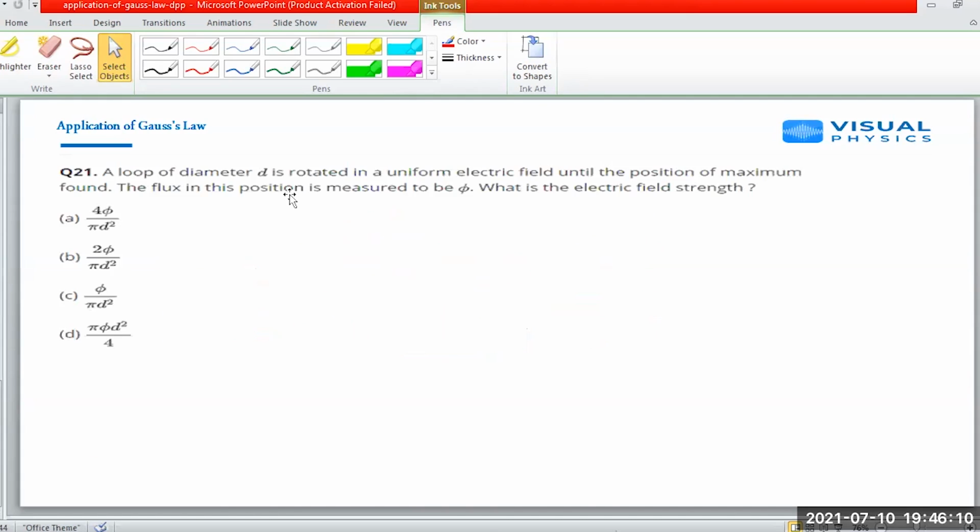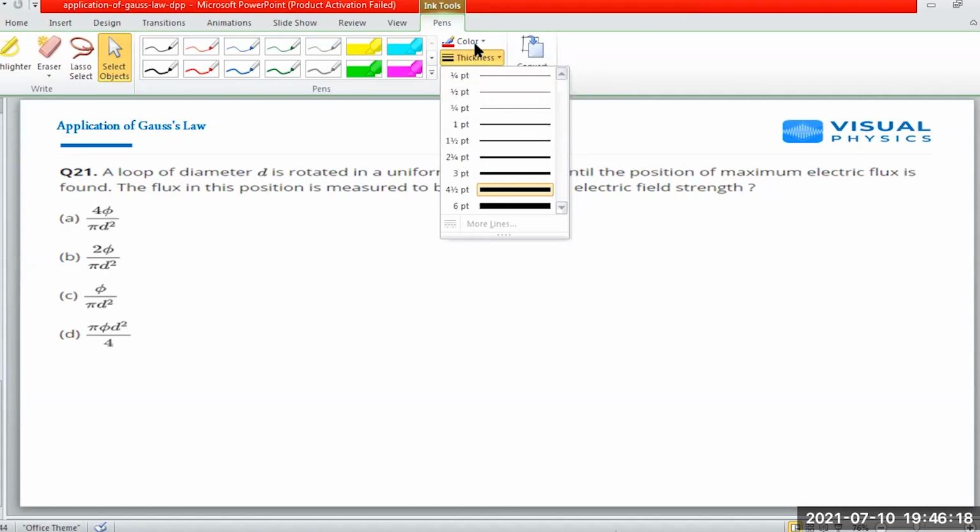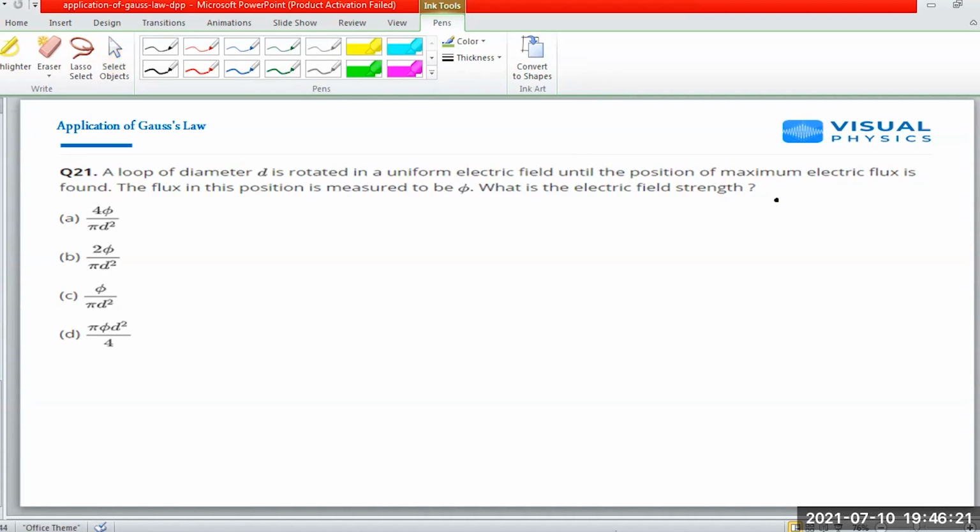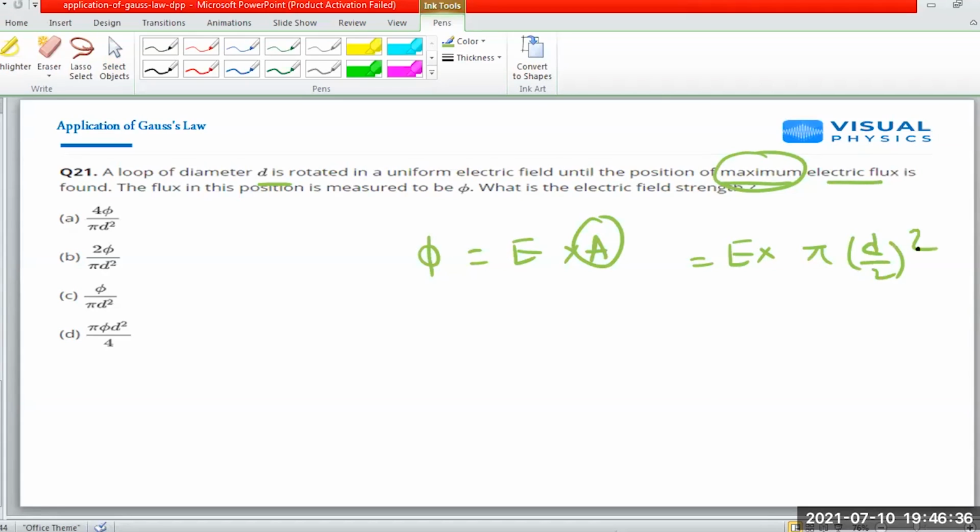Last question. A loop of diameter. Again I am stressing on some key points. Maximum electric flux. Maximum means phi is E into A. Now, what is A? If I am given the diameter, then E into pi d by 2 squared. So my E will be pi, sorry, suppose this option A, because it will go the other way.